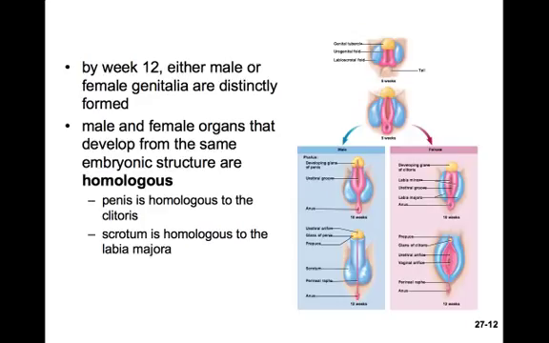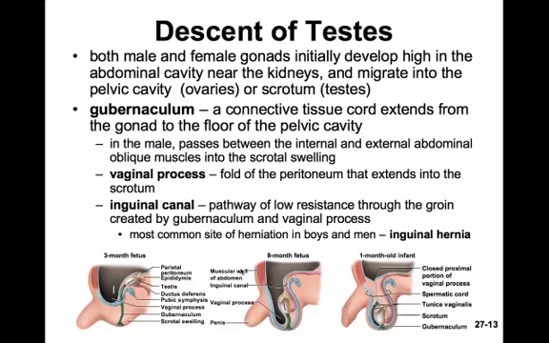These structures that develop from the same embryonic tissue are called homologous structures. So the penis is homologous to the clitoris, and the scrotum is homologous to the labia majora. And the labia minora are homologous to the corpus spongiosum of the penis.